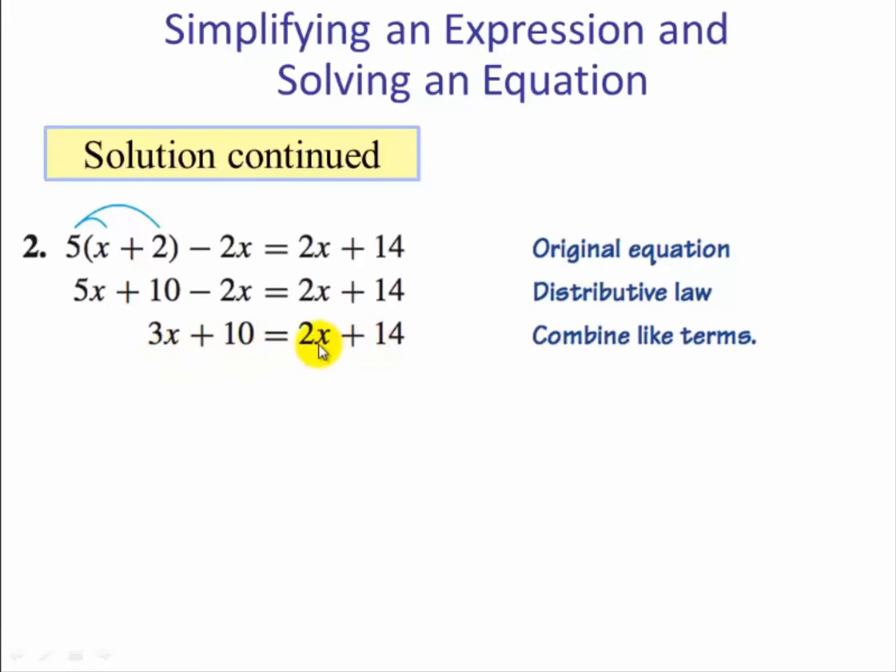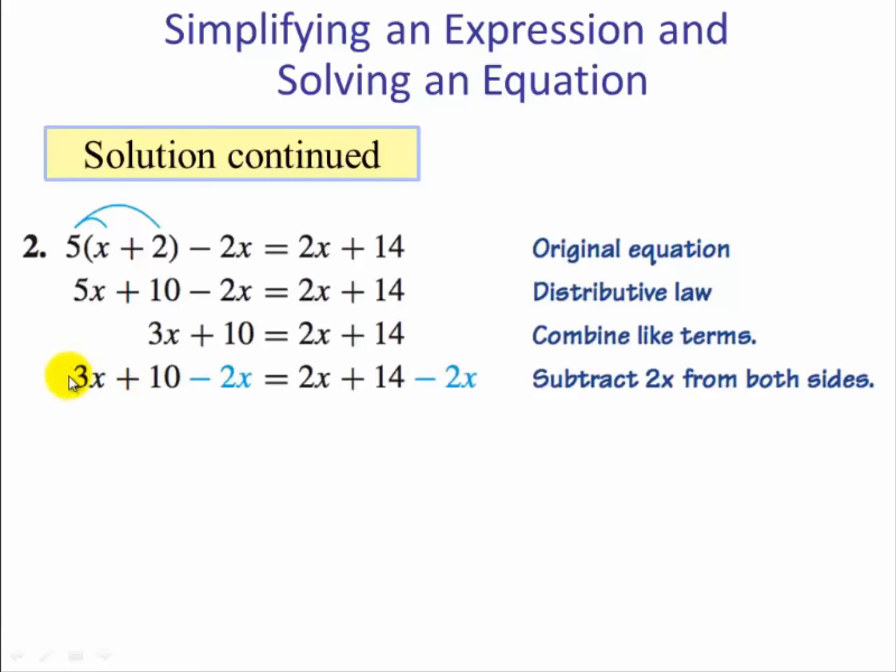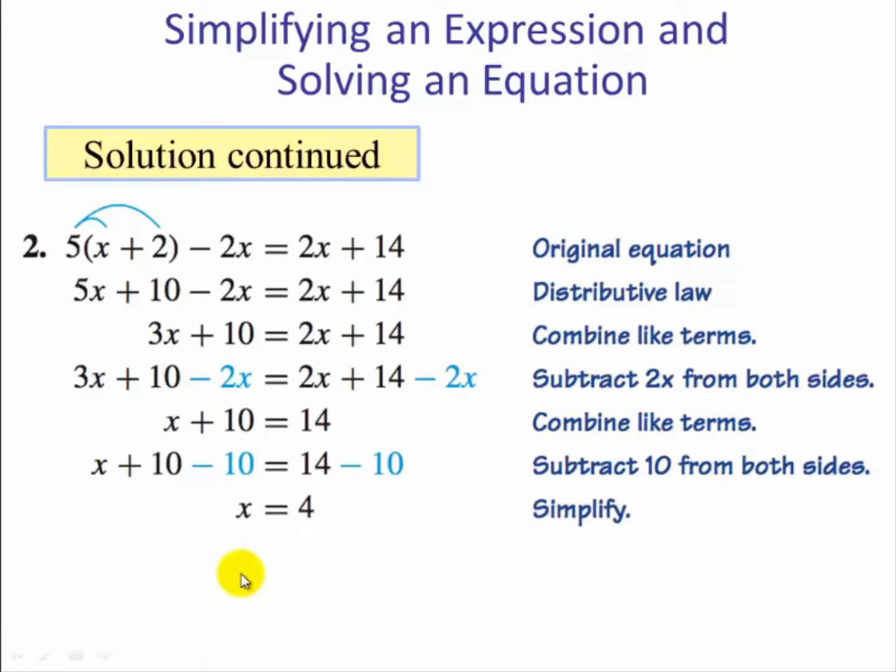Now we have x's on both sides. I'm going to move the 2x to this side, so I'm going to subtract 2x from both sides. Combine like terms. 3x plus negative 2x is 1x, or just x, plus 10. And on this side, the 2x and the minus 2x cancel. So we're left with 14. The next step is to subtract 10 from both sides to isolate the x. And we end up with the solution x equals 4.